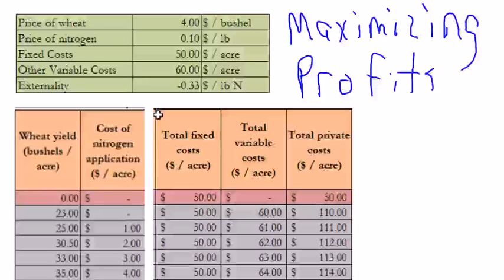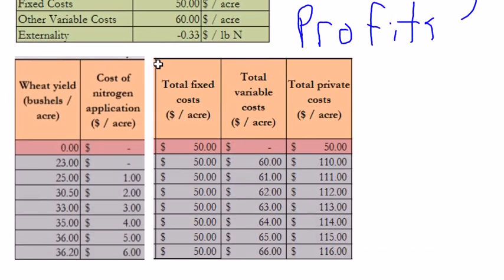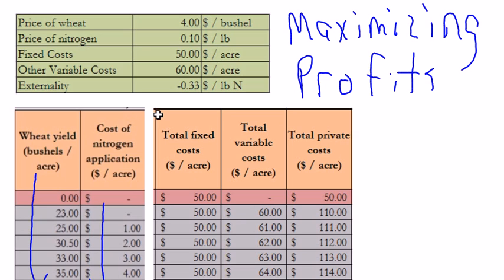In previous videos, we've looked at the relationship between nitrogen and wheat yield. I've given you different amounts of money spent on nitrogen, and we've looked at the total wheat yield you get under each nitrogen application. And we've looked at the cost of producing wheat under different prices. And we've looked at what if the price of nitrogen is this, the fixed costs are this, other variable costs are this. We're going to ignore externality here.